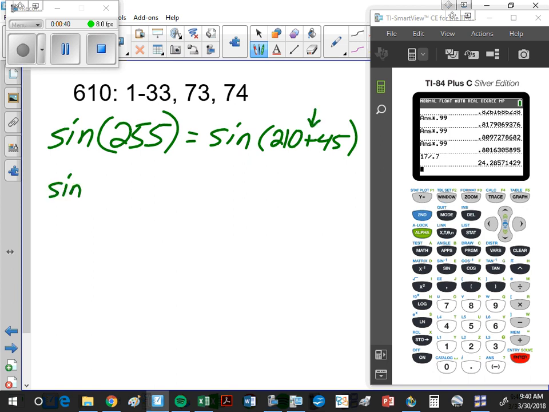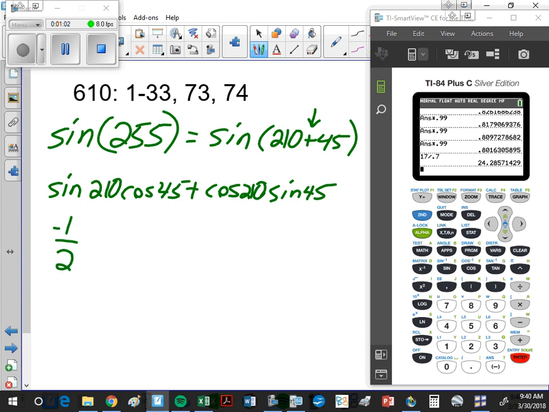So it would be the sine of 210 cosine of 45. What sign goes in the middle? Plus the cosine of 210 sine of 45. And then we just pull those numbers off the unit circle. The sine of 210 is negative 1/2. The cosine of 45 is root 2 over 2, plus the cosine of 210 is negative root 3 over 2, and the sine of 45 is root 2 over 2.